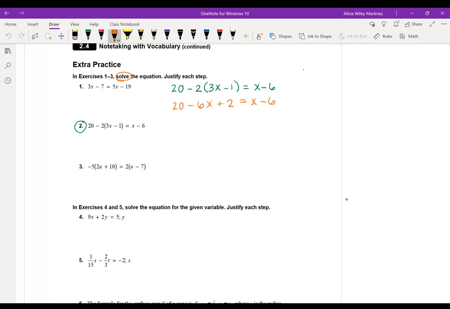The next thing I'm going to do is simplify the left-hand side by combining like terms. That'll give me negative 6x plus 22. That equals x minus 6.